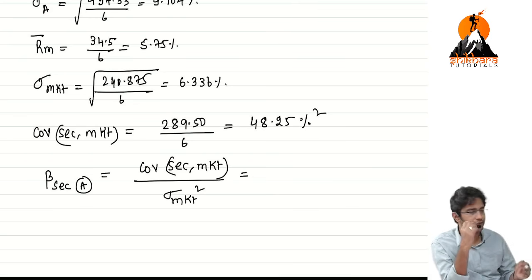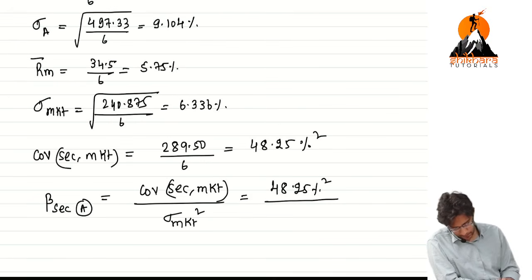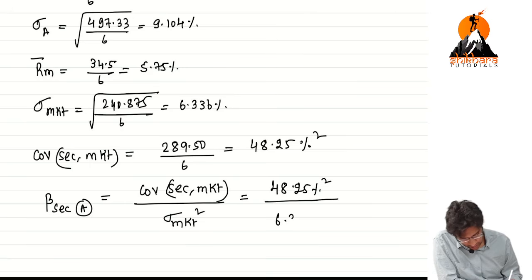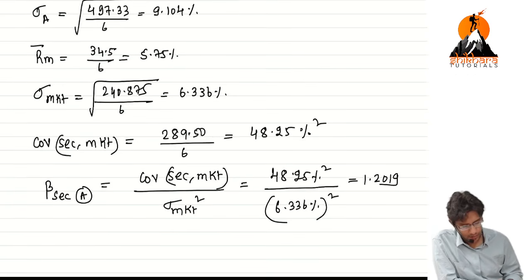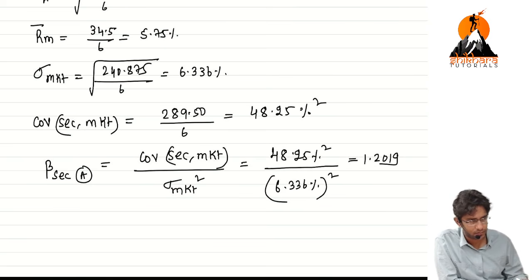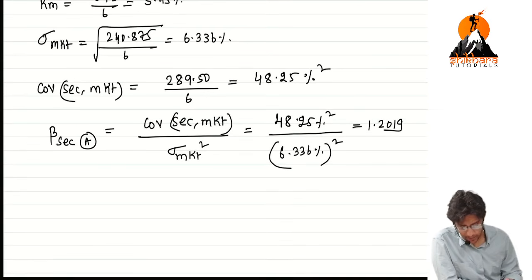If you work out correlation, other formulas also can be used, but that's not required. 48.25 percentage square. Sigma market is how much? 6.336 percentage whole square. So 48.25 divided by 6.336 squared gives 1.2018. Wrong answer? Well, sir, that is that. This is your beta.